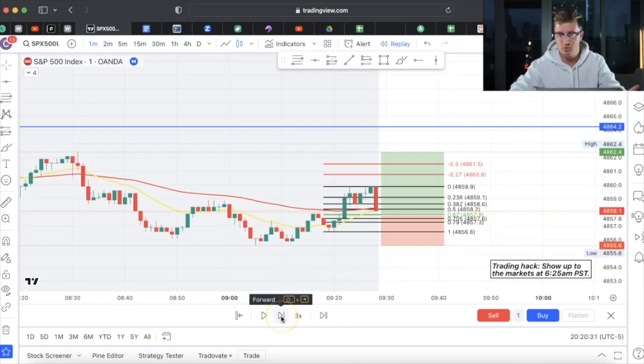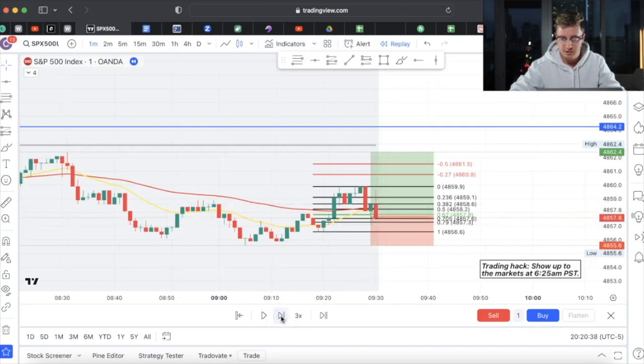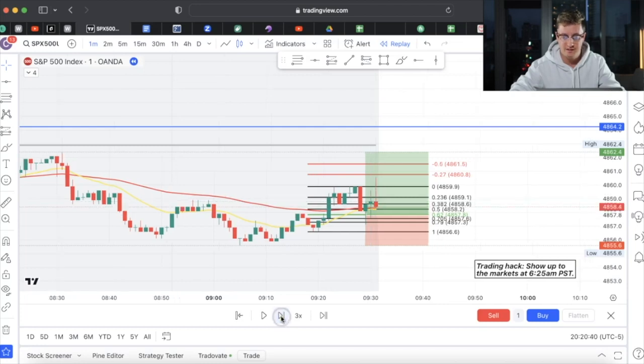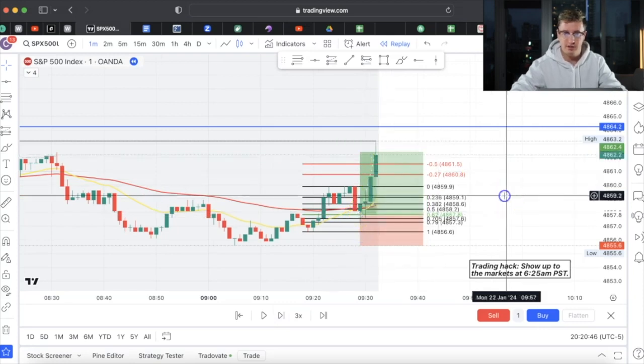So watch what happens. Watch price comes down, hits it. Reversal candle, hammerhead. What does it do? Hits it one more time. Okay. Then price starts to really take off. And then within 4 minutes, we hit our TP.